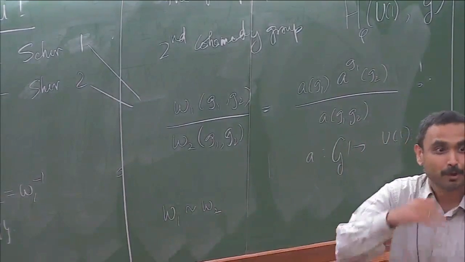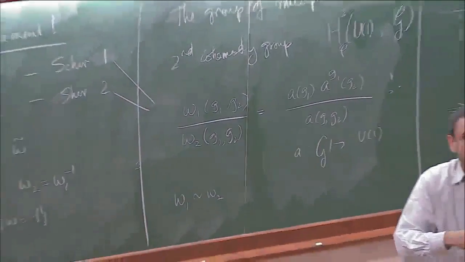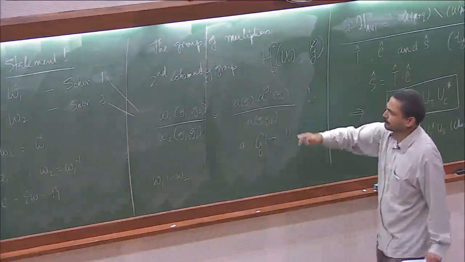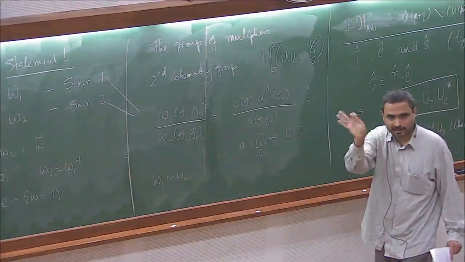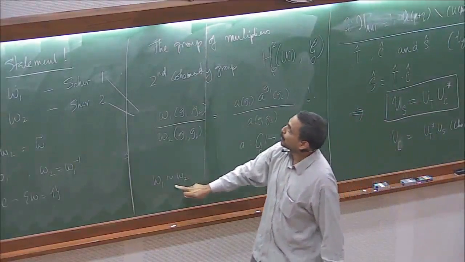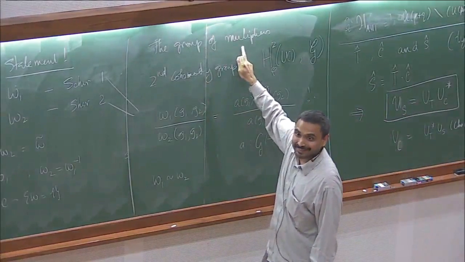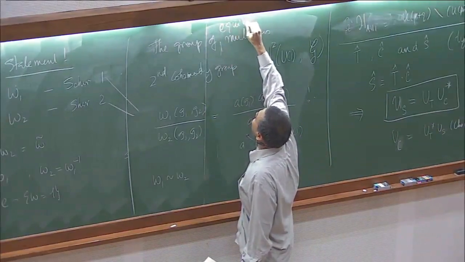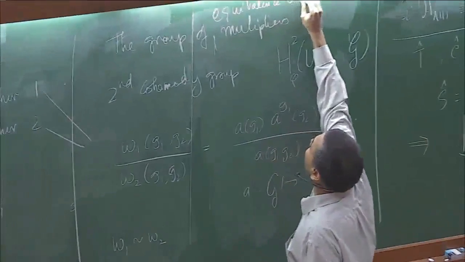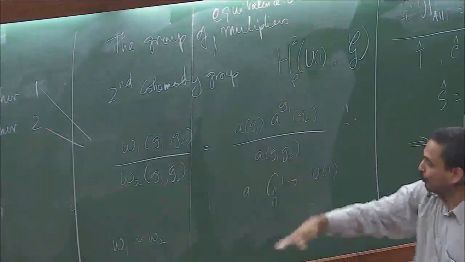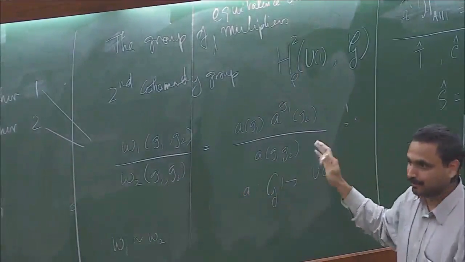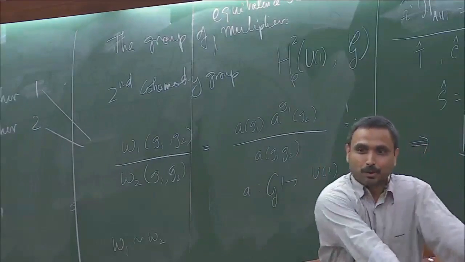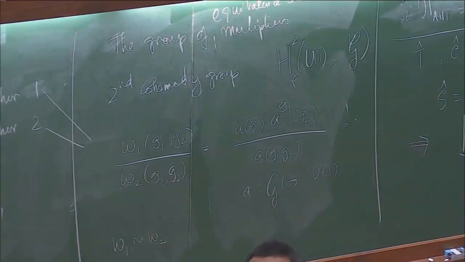So now what I'm going to do is take the group of equivalence classes. All of these guys which behave this way are all grouped into one object, the equivalence class of these multiplier systems. That is truly the second cohomology group of the group.